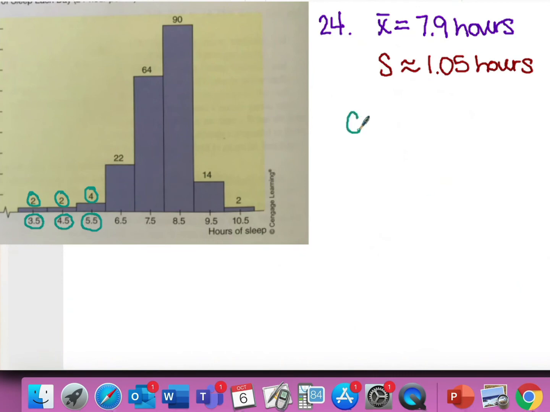And for coefficient of variation, really no modifications we need to do because it was a histogram. We're just going to take our sample standard deviation divided by the sample mean times 100 to make it a pretty percent. And I'm getting a coefficient of variation of 13.29%.